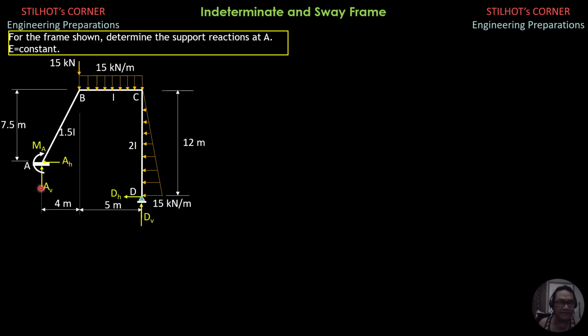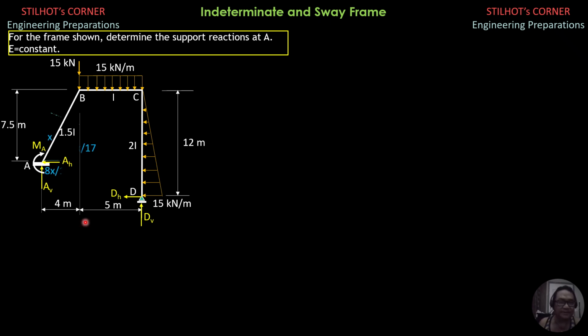So I select AH and AV as the redundant forces. You can choose DH and DV if you want as the alternate solution, but in this case I just select AH and AV as the redundant forces, and I express MA in terms of these 2 redundant forces.